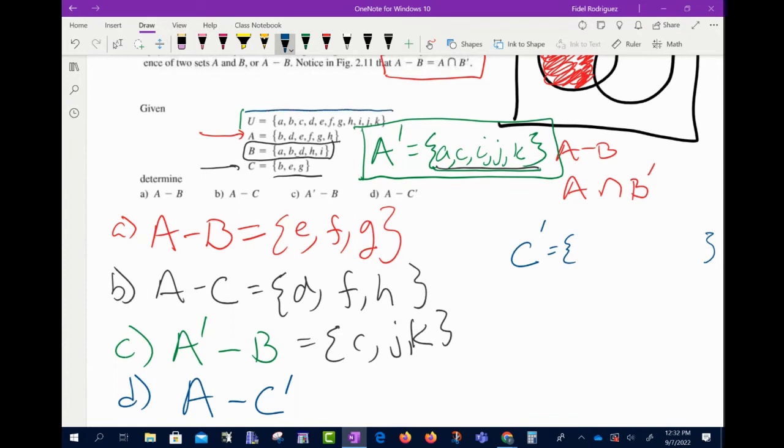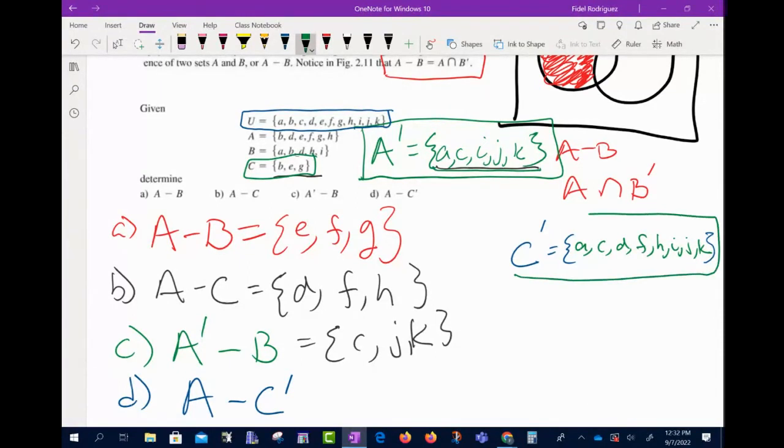Okay, so remember what C complement is going to be. It's going to say, let's pick all the letters that are here except for the B, E, and the G, right? So we're going to pick every letter except for B, E, and G. So we're going to start with A, not B, C, D, not E, but F, not G, but H, I, J, and K, right? Okay, so we found our C complement right here.